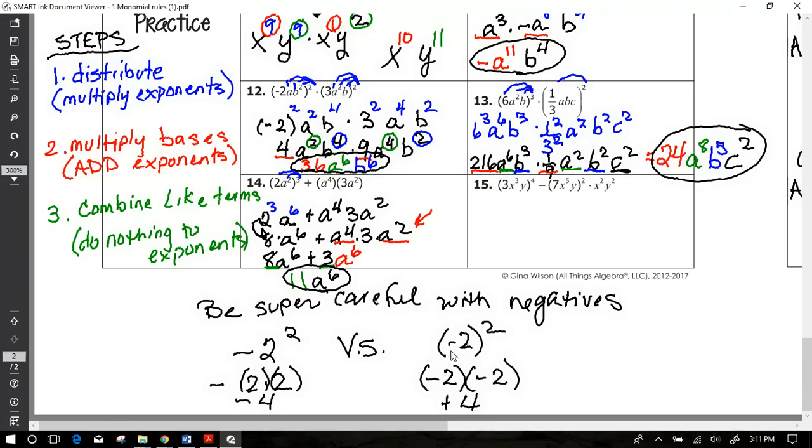And then I had to also do step 3, which is combining like terms, because I have 8 a to the 6th power plus 3 a to the 6th power. So 8 plus 3 gave me the 11, and then I kept the a to the 6th power. I did nothing with the exponent when I did that last step. All right, so as far as the exponents are concerned, in blue we multiply first. Then in red we add, and then in green we do nothing. All right, so go ahead now and try number 15 on your own.